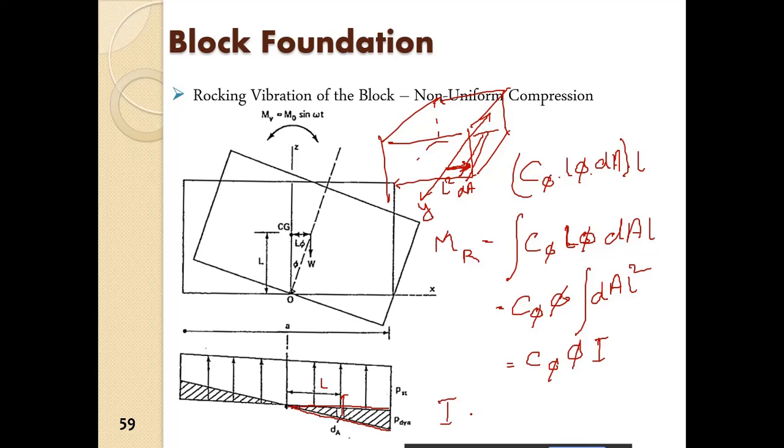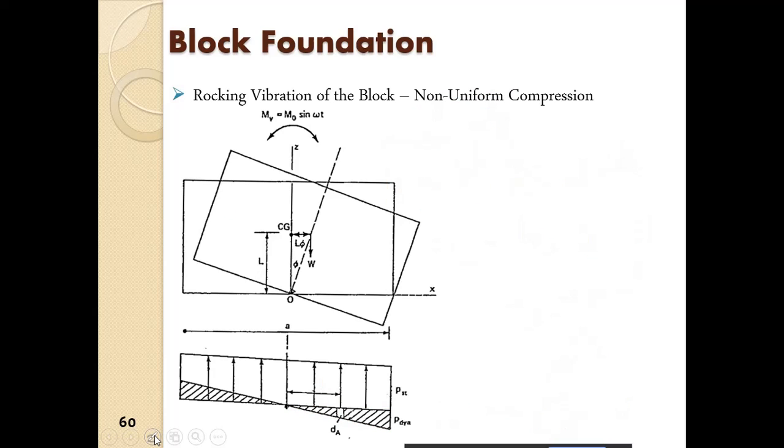So I is the moment of inertia of the base area of the foundation about this y-axis, okay, about this y-axis. So I hope it is clear. So first of all we have the area A, dA, the area dA.